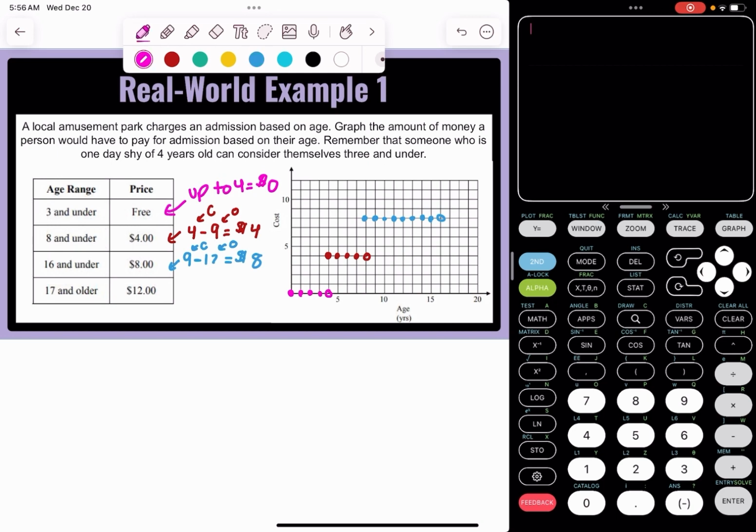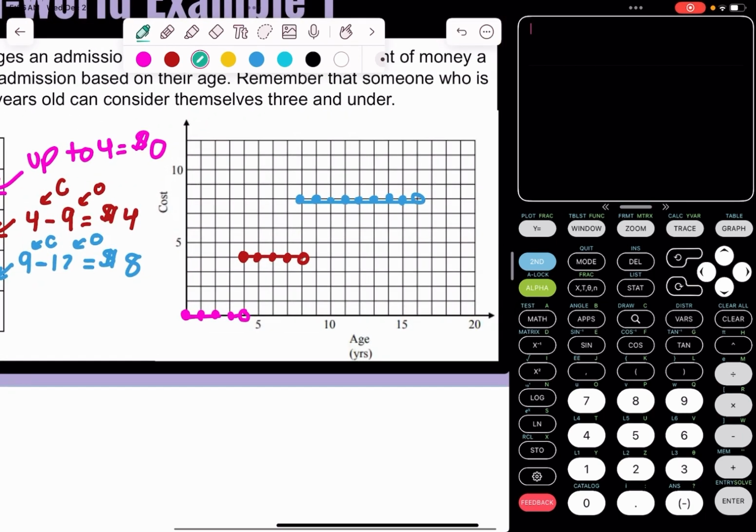So let me first connect these points. So that means anybody 17 and older, all the way until you're whatever age, you're going to be $12. So that means that everybody 17, so 17, 15, 16, I didn't go enough points. I think I need to do one more. Let me count. 10, 11, 12, 13, 14, 15, 16. Oh, I need to do one more. 17 with the open circle.